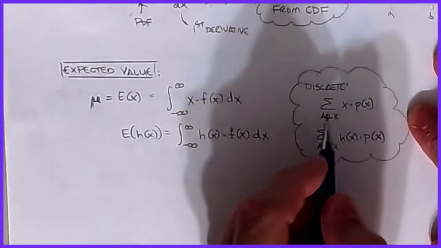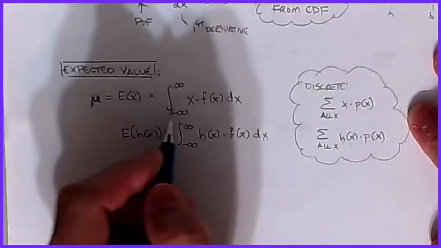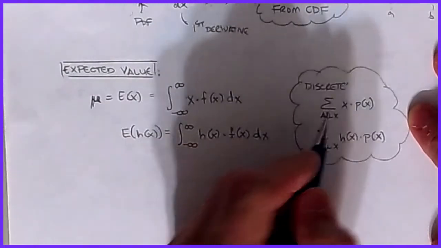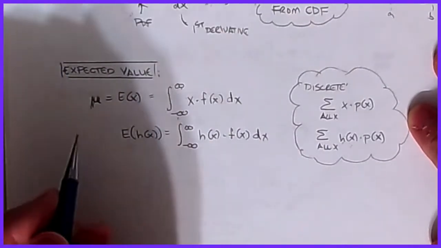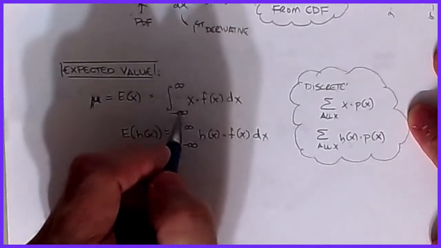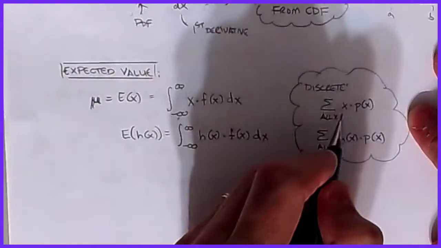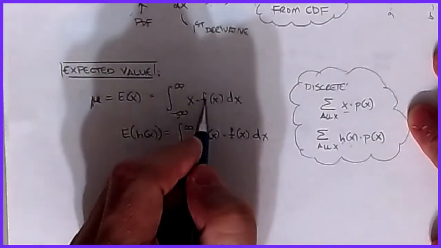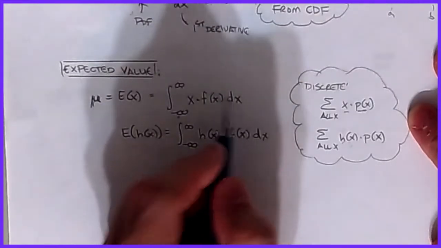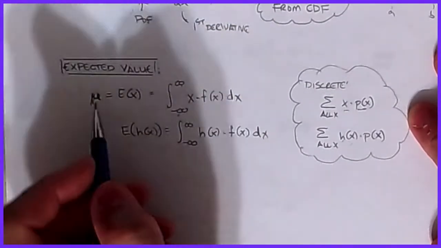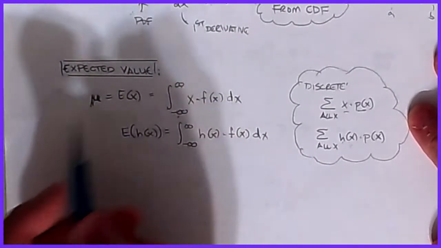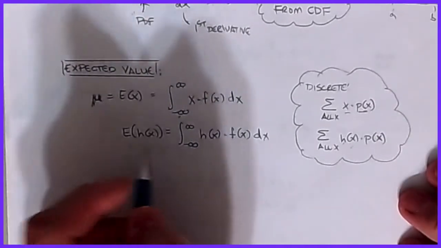Well, as you might imagine, all I do is replace this summation symbol with an integral. And all x means from positive infinity to minus infinity. So we're going to take the integral from minus infinity to positive infinity of x, that's this piece, multiplied by f of x, that's this piece, and integrate it with respect to x. There it is. That's the expected value of the variable x for a given distribution.